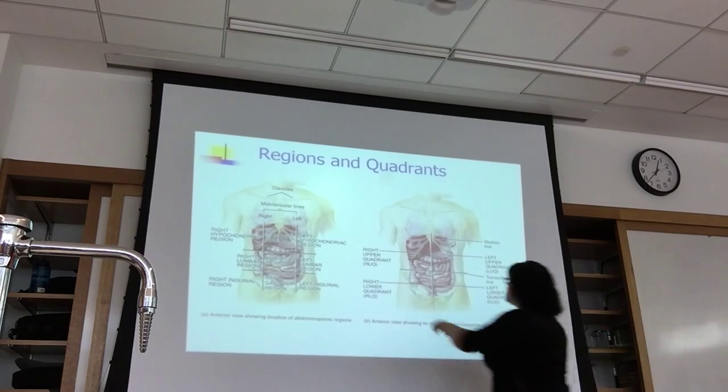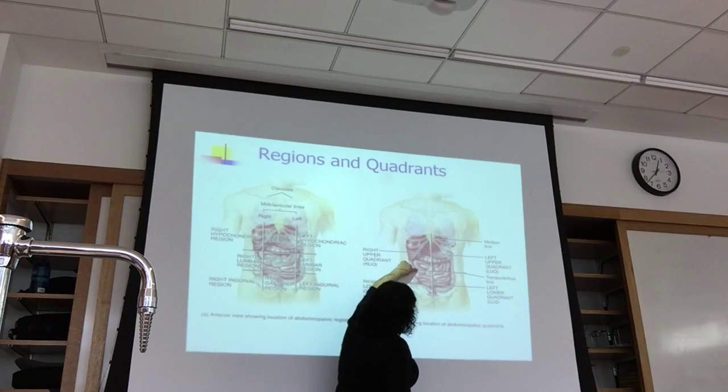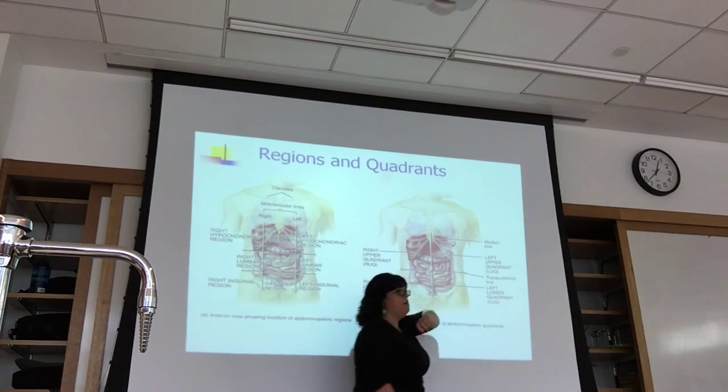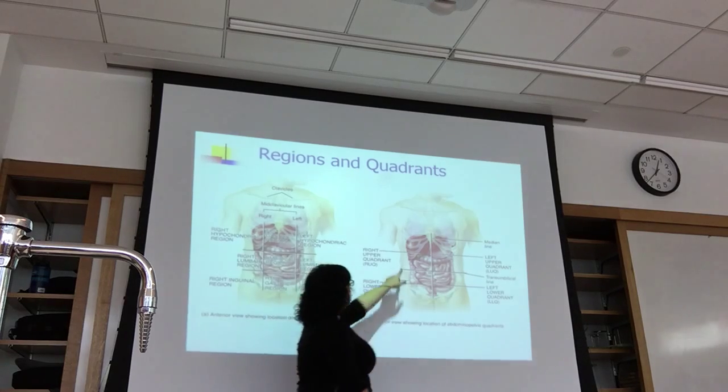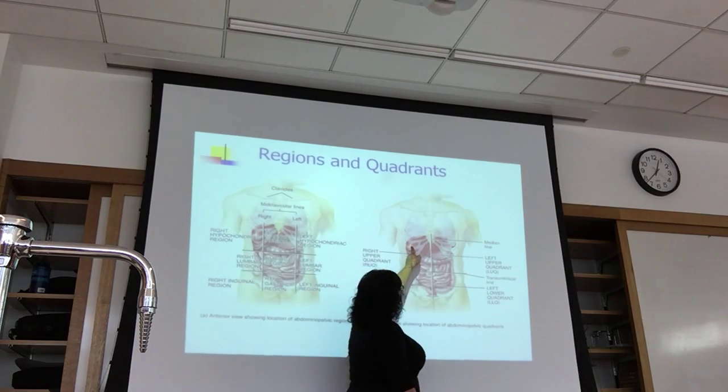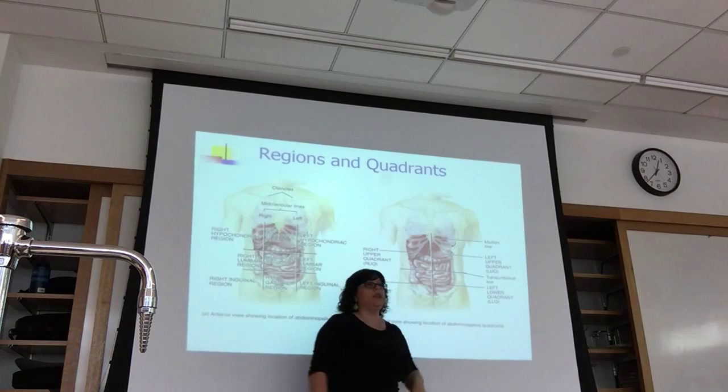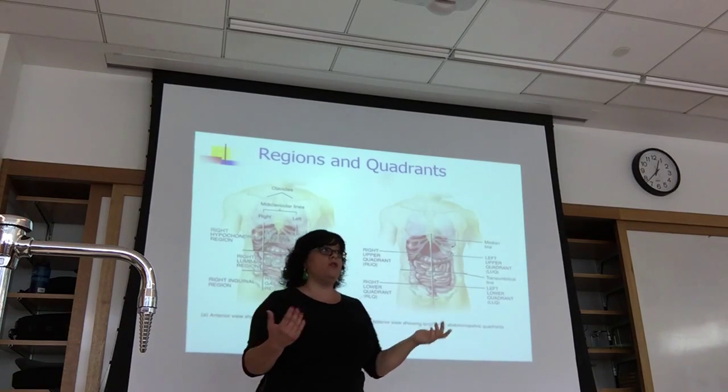And I will not ask you something that's in the border here. I'm not going to ask you anything that I think is close. But there are organs like the liver and the stomach and the transverse colon that can be in more than one quadrant.